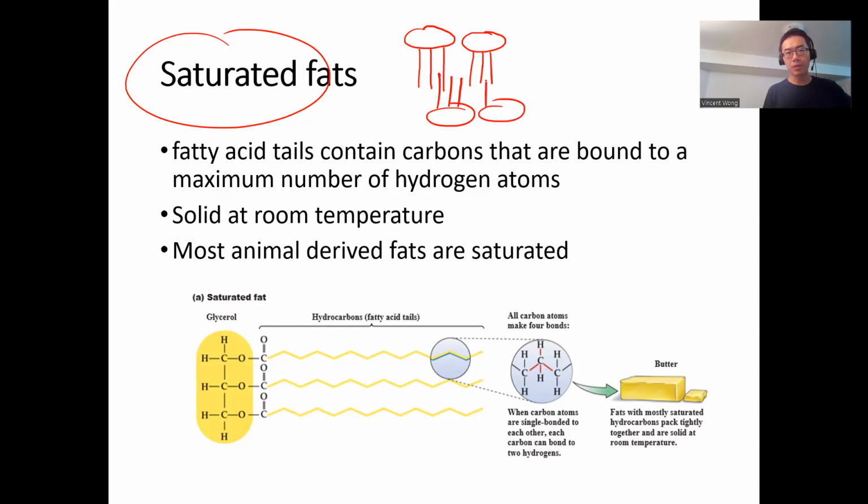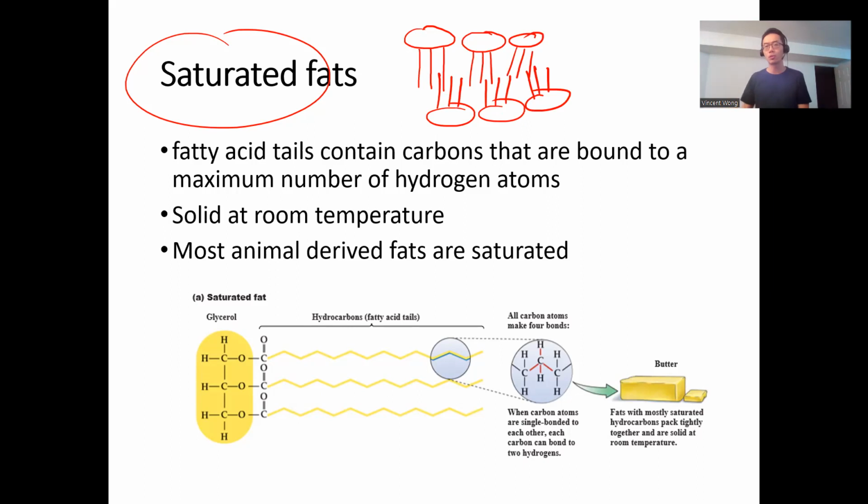Now, because the tails are straight, you can pack them pretty closely to each other, right? They're not going to get in each other's way. Imagine lining up at the front of a classroom, and everybody has their hands straight down. You can stand really close to your classmate and not have a problem, right? And that's exactly what the saturated fat is doing. They can pack really closely, and they tend to be solid at room temperature.